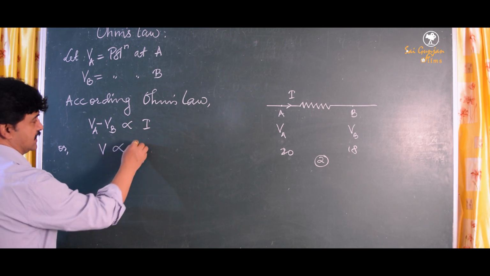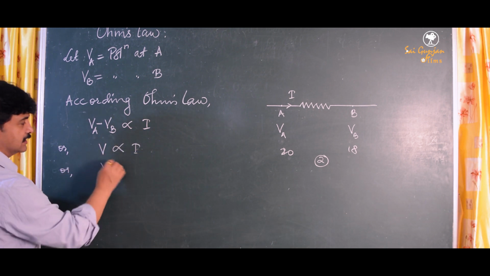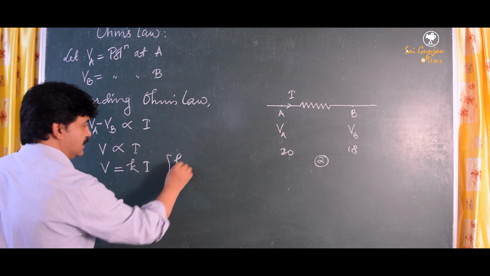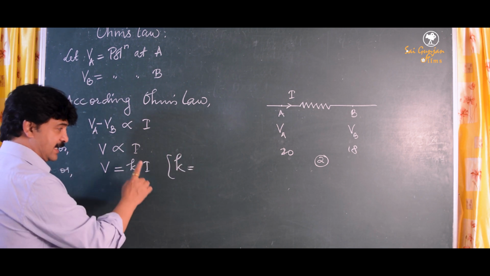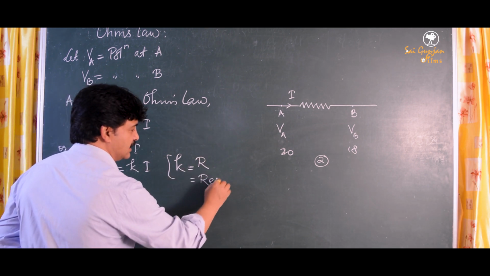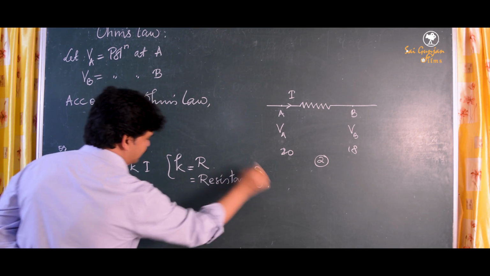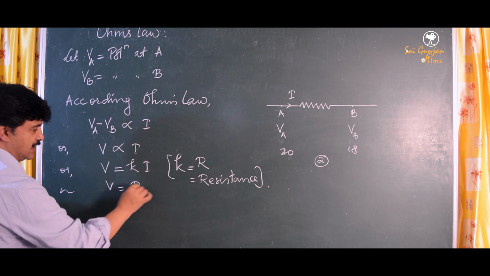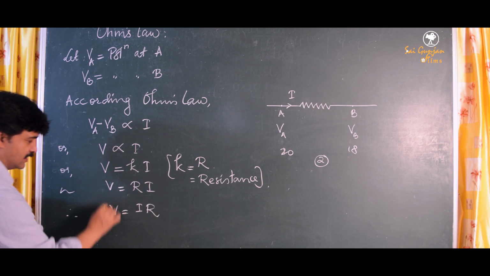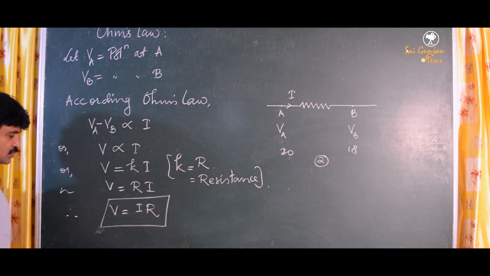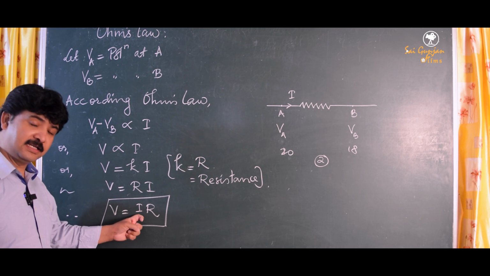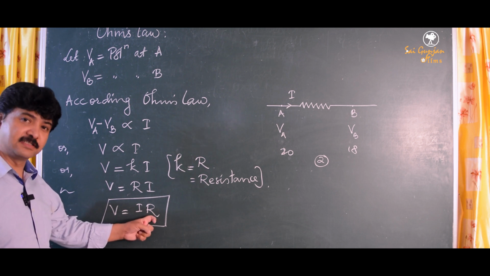So this potential difference is directly proportional to I. And you know, the proportionality has to be replaced by an equals sign with a constant K. And what is K here? K is the constant of proportionality, and this constant in this case is R, which is the resistance of the wire. That's why V equals IR. This is one of the most important formulas of this particular chapter. V is the potential difference, I is the current, and R is the resistance.